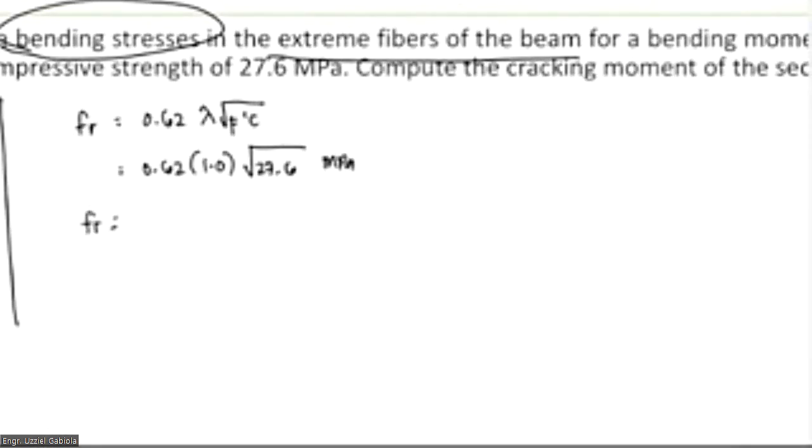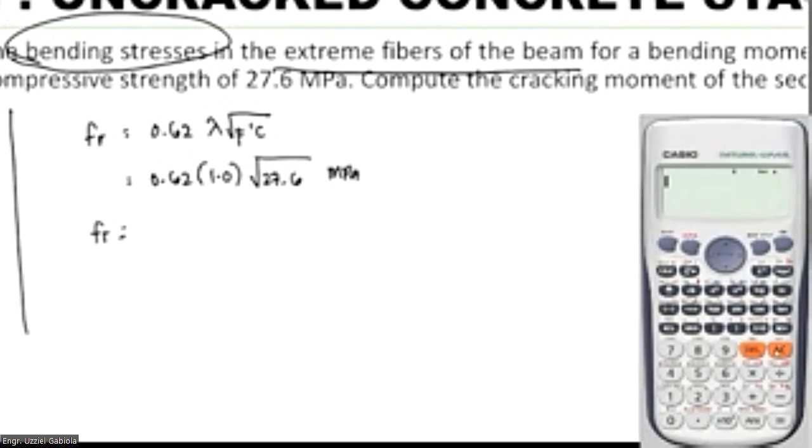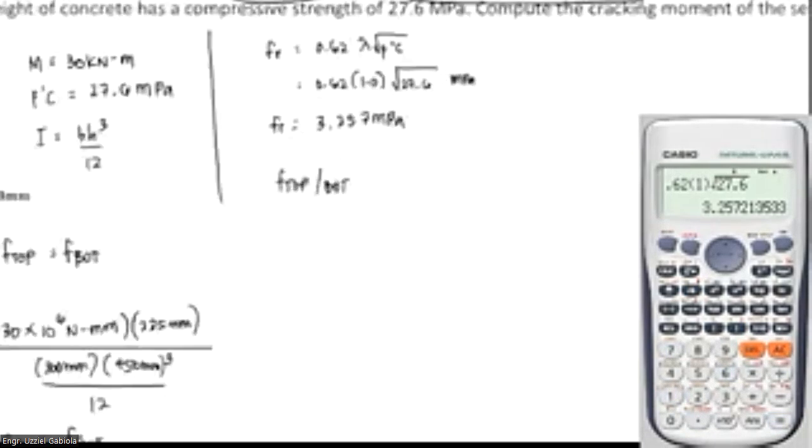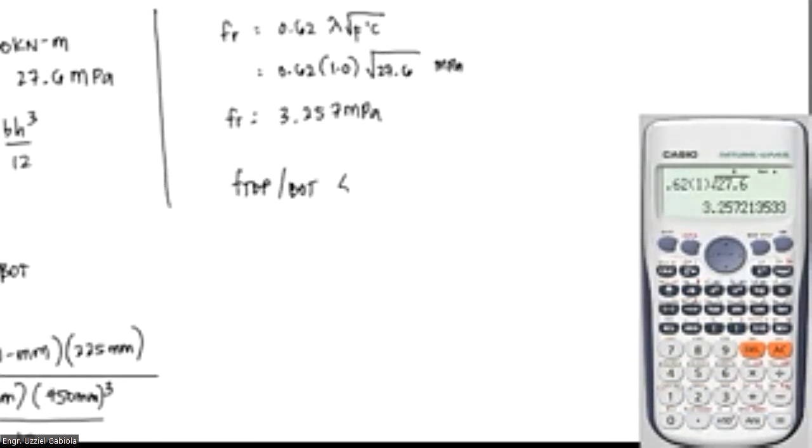So let's try to calculate this. We have 0.62 times 1 times square root of 27.6. Okay. So we have a value of 3.257 megapascal. Since our bending stress at top and bottom is less than our modulus of rupture, therefore no cracking occurs.